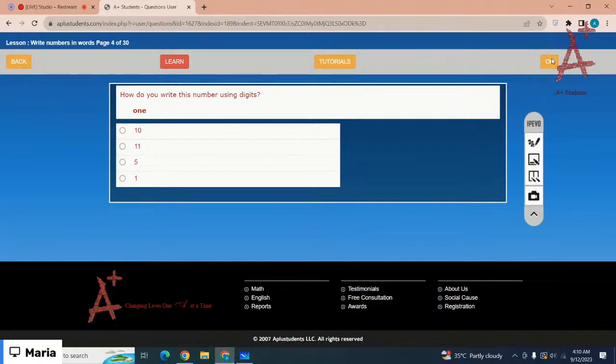How do you write this number using digits? 1. Which is the correct option? How do you write 1? Yes, that is option number 4. You just have to write a 1.